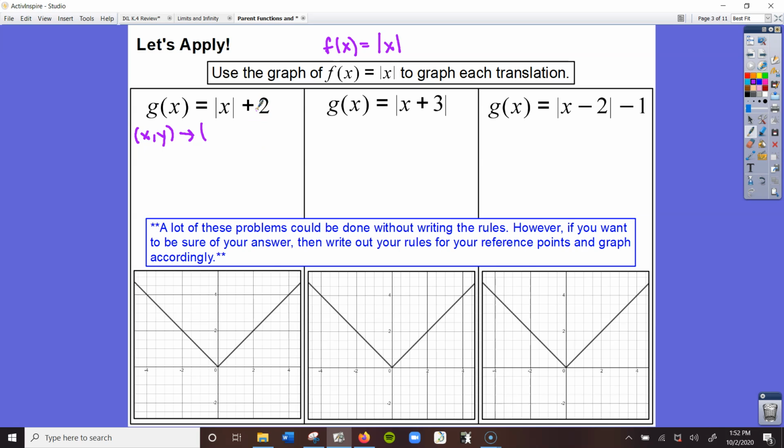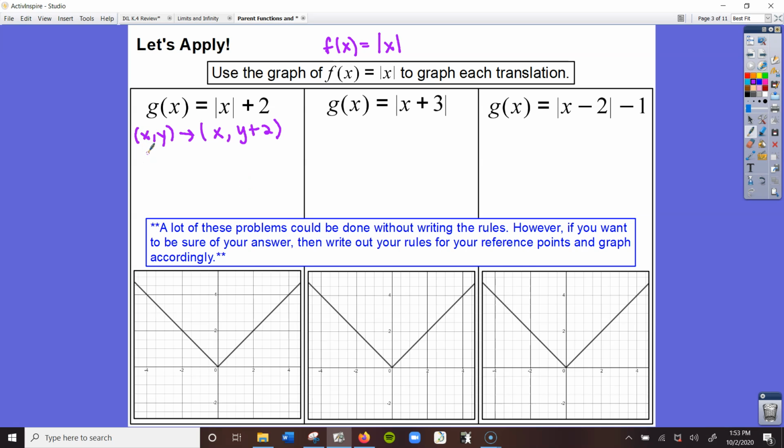That means that the graph is going to go up 2 units. The 2 is on the outside, so it is affecting your y's, and there's nothing on the inside of the absolute value. That means that your x's do not change. So the rule for the x would be just x. But the rule for the y will be y plus 2, since everything will be shifted up 2.